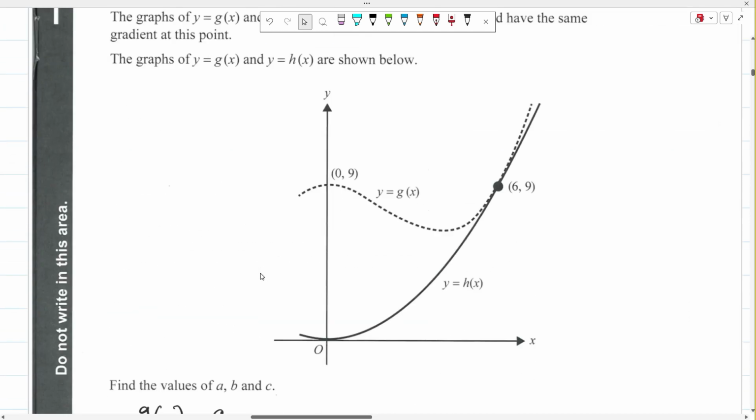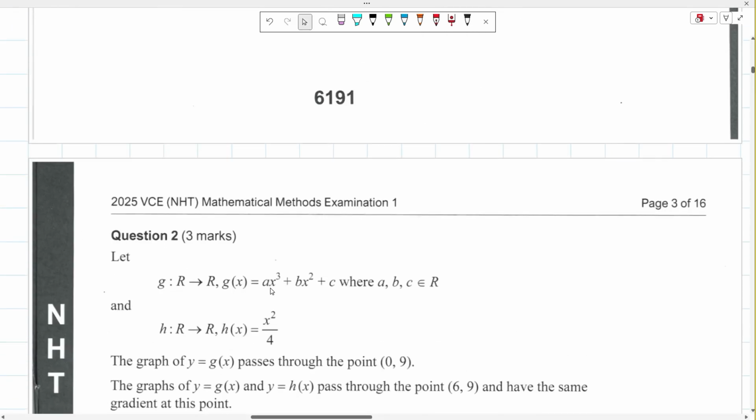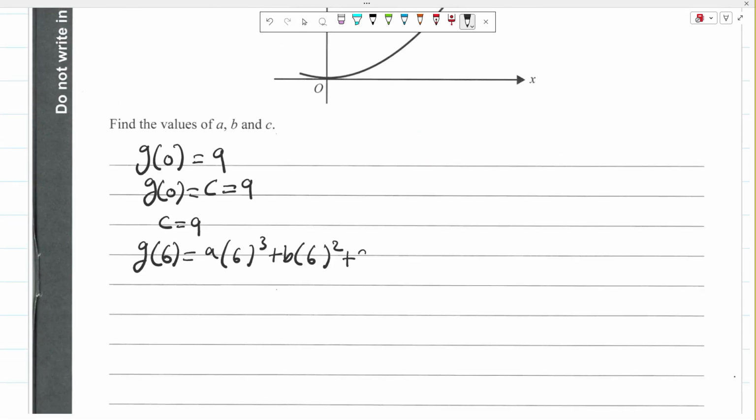And if we plug in 6 here, we get a times 6 cubed plus b times 6 squared, right? Plus c, but we know that c is 9, so we can just put plus 9. Now 6 cubed, that's just 36 times 6. That's going to be 216. Right, so 216a plus b times 6 squared, and 6 squared is 36, so 36b plus 9, and we know that this is g of 6, and that's going to be equal to 9.